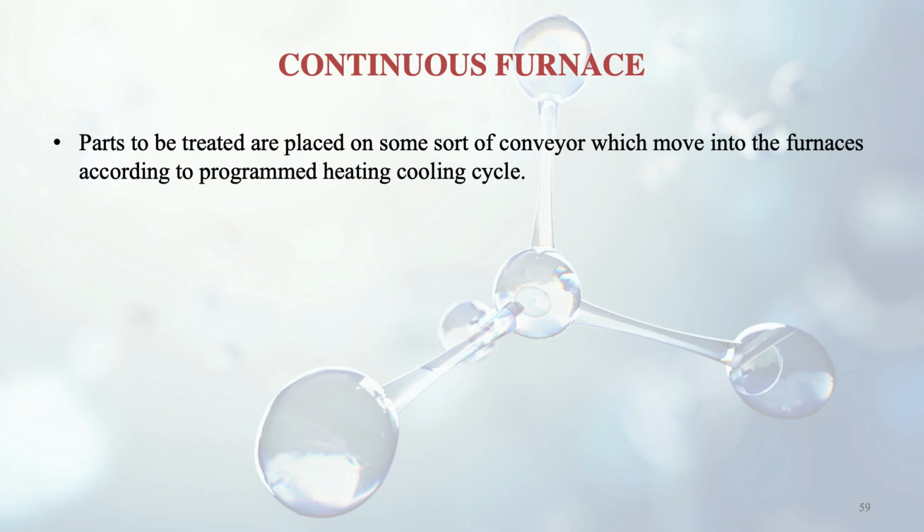So after discussing the batch kinds of furnaces, there were 4 types in that category. We discussed the continuous furnace. This is also very important, because parts to be treated are placed on some sort of conveyor which is continuously moving into the furnace according to a programmed heating cooling cycle. So we have the program type of thing where we get the heating cooling cycle, and that is programmed and the conveyor is moving accordingly.